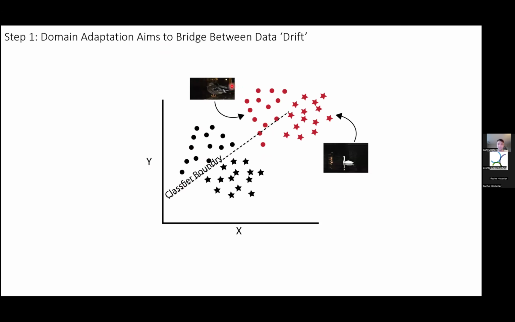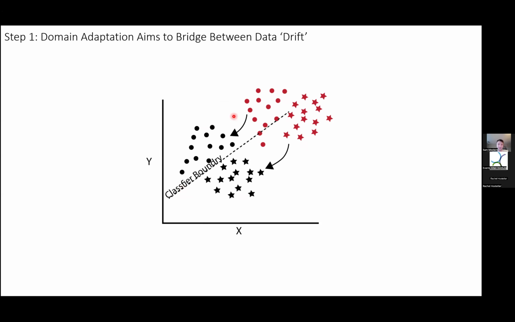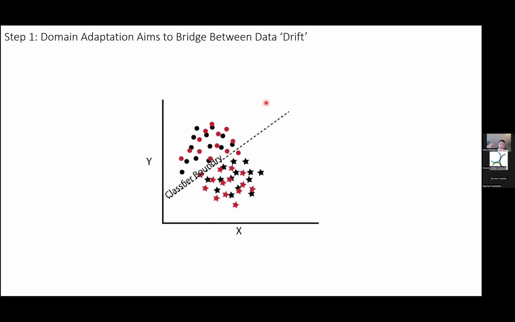The underlying distribution and sampling is the same. There's still photos of ducks and swans, but the context of the data has changed, and this has caused dataset drift, meaning it doesn't occupy a similar feature space as your original data. Domain adaptation aims to take that data and place it back onto the original feature space and allow you to use your original classifier on that data set.